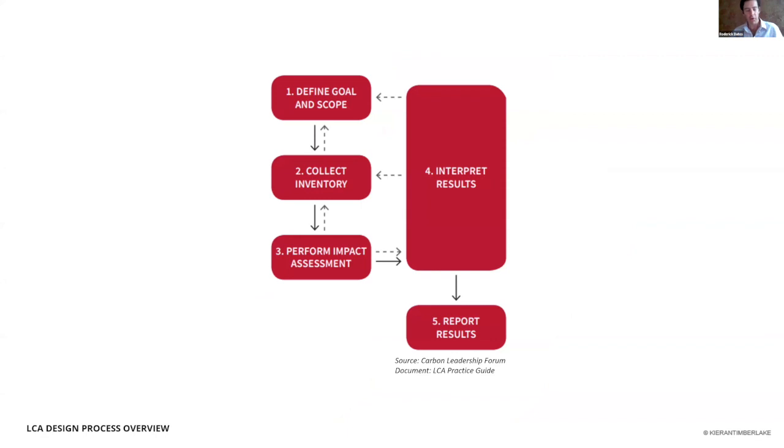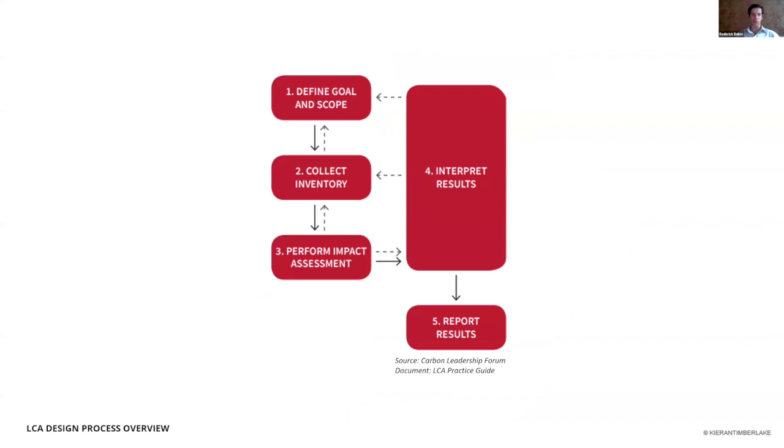So what does this LCA look like as a process? Let's describe the components of the tool. The first thing is that it's a process. You want to start with defining a goal and a scope. So you actually have to know what you're doing before you get started.